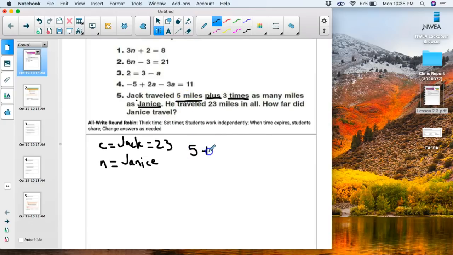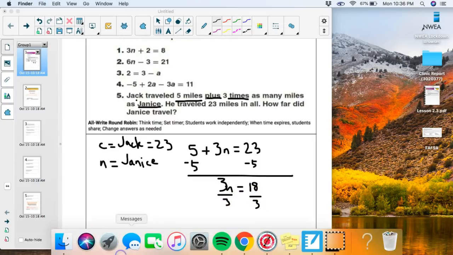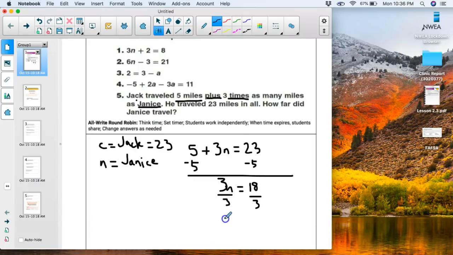plus 3 times as many miles as Janice. And Janice is what I don't know. Janice is N. That total is 23. And when I solve this, that's going to tell me how many miles Janice traveled. So I'm going to subtract 5 from both sides. That gives me 3n equals 18. And divide both sides by 3. Should give me n equals 6, which means Janice traveled 6 miles.